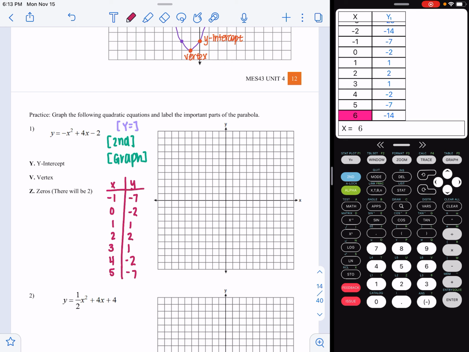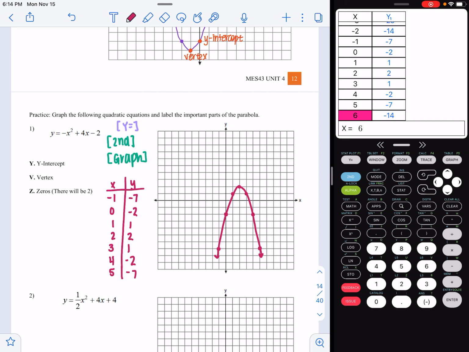Let's go ahead and plot this. Negative 1, negative 7. 0, negative 2. 1, 1. 2, 2. 3, 1. 4, negative 2. And 5, negative 7. Let's connect our points, excuse me. Ooh. See, big no-no, right? Because that looks too pointy. It should be U-shaped. Remember, when we graph this, it is a parabola. There you go. Much better.